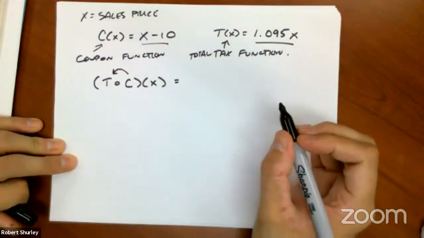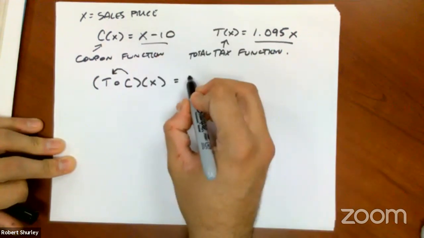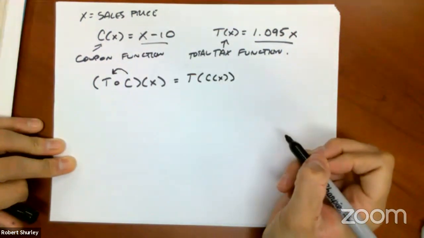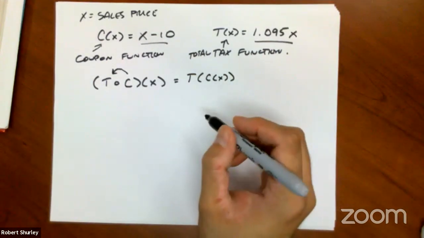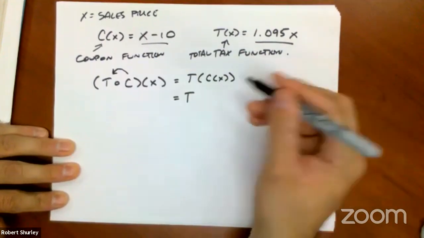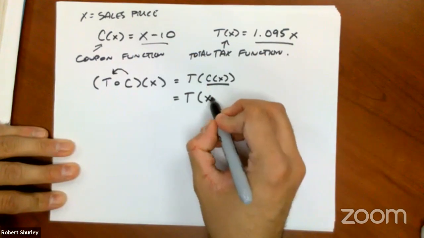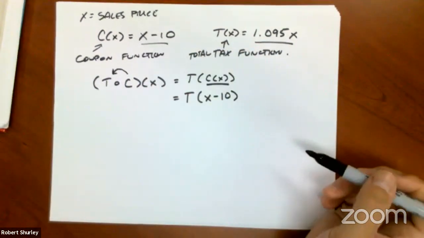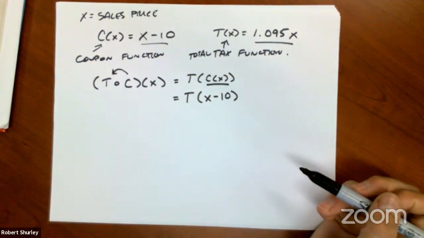So the long way looks like this. You'd actually take T of C of X, okay? T of C of X. This is where it's coming from. And then you have to go inside to outside. So you'd have T of, now this C of X is written as x minus 10, right? We know that. It's defined right there. It's x minus 10. So you have to replace the C of X with the actual equation.